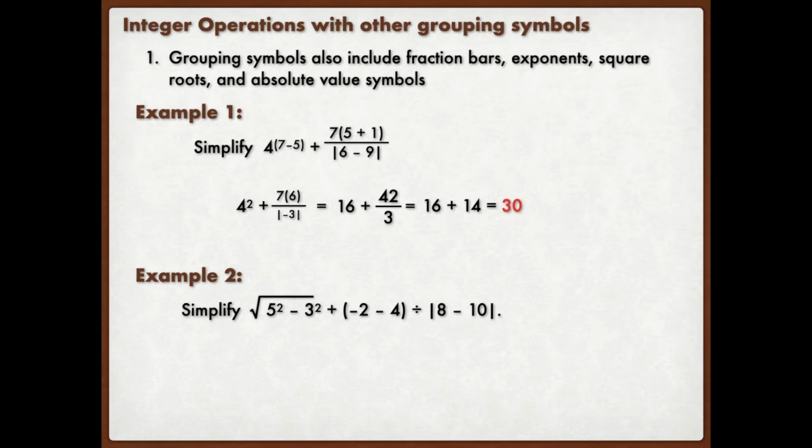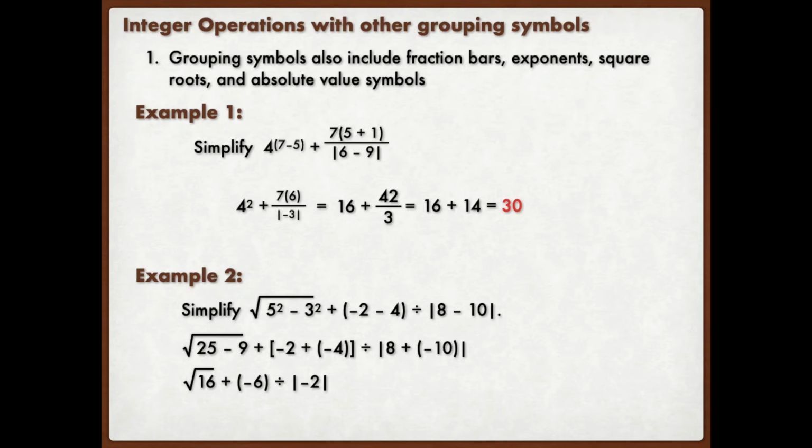Plus -2 minus 4, or -2 plus -4, divided by the absolute value of 8 minus 10. So let's go ahead and break this down. We're going to do the squared first. 5 squared, 3 squared, 25 minus 9. And then we have -2 minus 4, which would turn into -2 plus -4, divided by 8 plus -10. So 16, square root of 16, plus -6, divided by -2. So 8 minus 10 is -2.